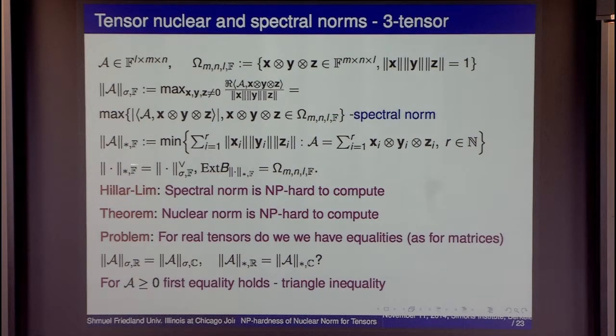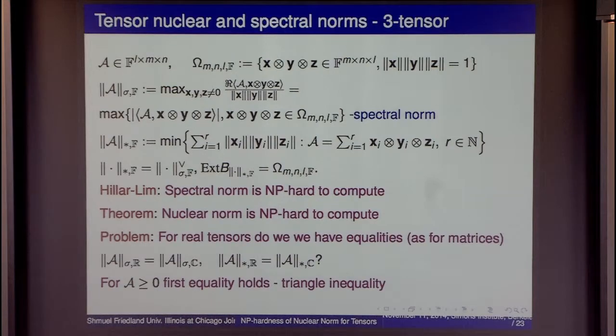And the dual, the nuclear norm, is just as in matrices, the minimum of this sum. When you take any representation of A as a sum of rank one tensors, and you sum the norms of each factor, and you want it minimal. So again, from what I explained before, because of this formula, you see that the spectral and the nuclear norm are dual to each other, and the extreme points of the spectral norm are exactly this set of matrices.